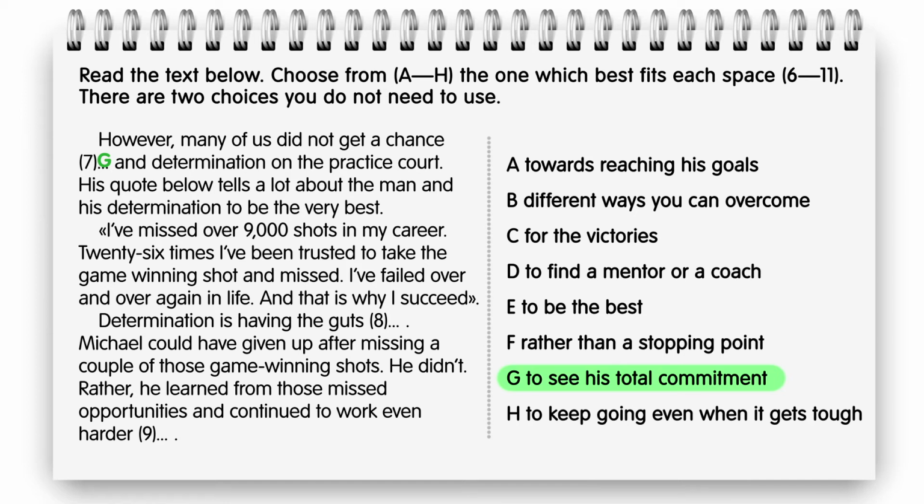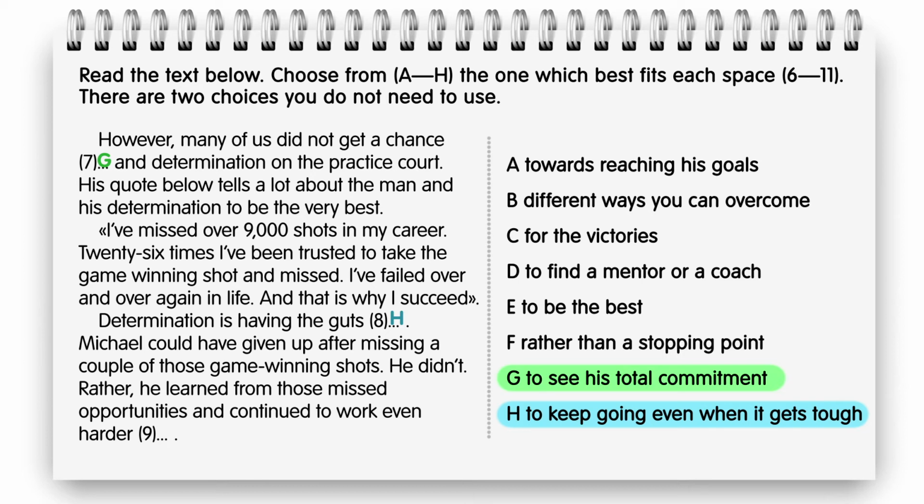So, we have a few phrases with infinitives, but only one of them really makes sense here. To keep going even when it gets tough. Here, we can think about determination and toughness because having determination for victories doesn't really make sense. Victories motivate you, they don't challenge you. And to find a mentor or a coach also doesn't really make much sense. And to be the best, really, H is a much better answer, to keep going even when it gets tough.